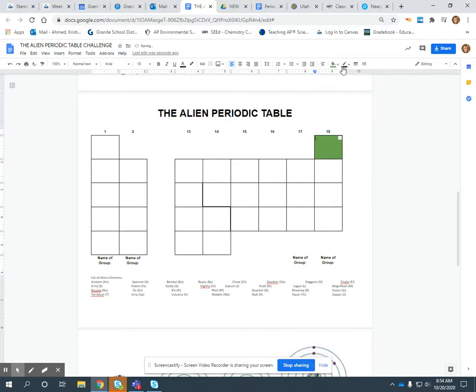using this icon right here, the fill icon. You're going to color coordinate where the metals, the nonmetals, and the metalloids are found. Okay, so use this background color icon to color coordinate with 3 different colors where our nonmetals, our metalloids, and our metals would be found, using different colors. That's the first portion of this assessment.